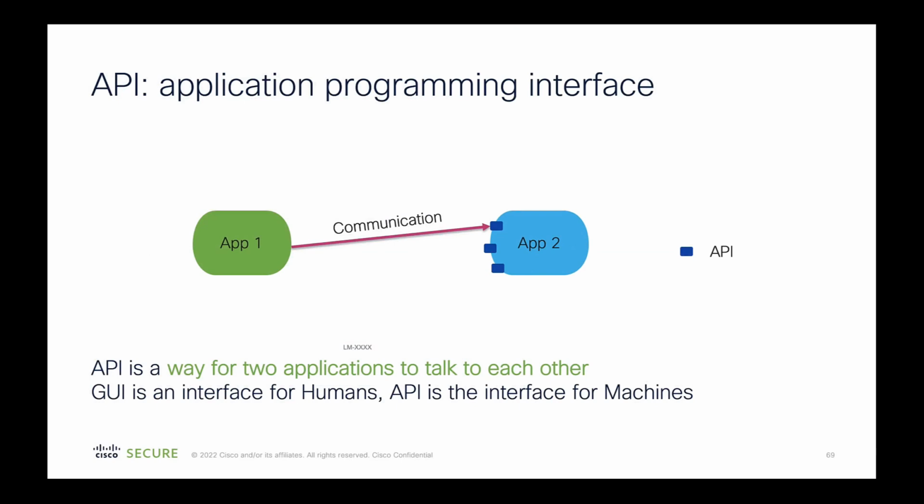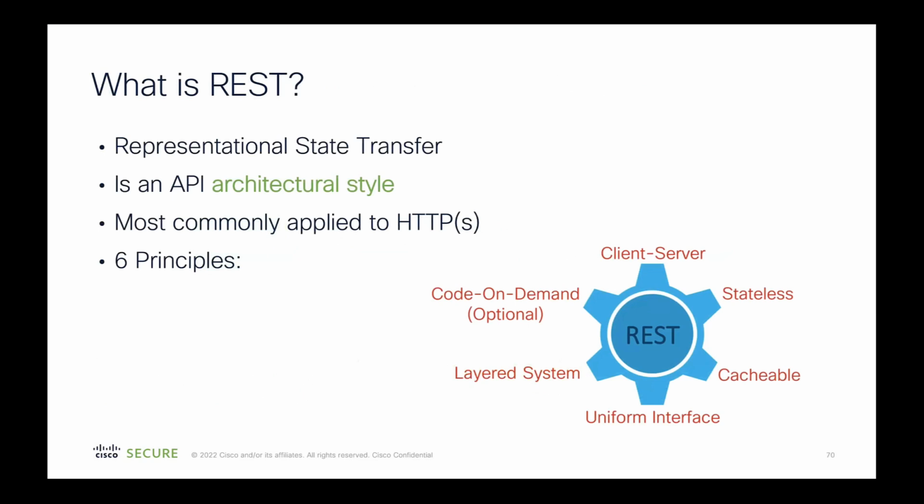We start by saying that the API is a way for machines to talk to each other. The GUI is the way for humans to interact with an application. But anytime you want to do anything in an automated or orchestrated fashion, you're most likely going to be using the APIs. What is REST? REST is the most recent and probably the most prevalent way that APIs are implemented. It stands for representational state transfer, primarily based on HTTP or TLS, and all the communication with the API is done utilizing standard HTTP methods.